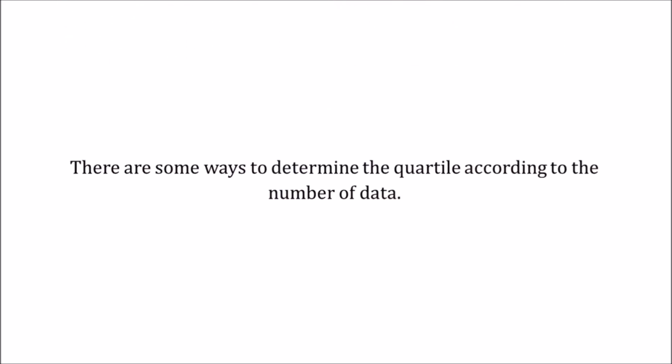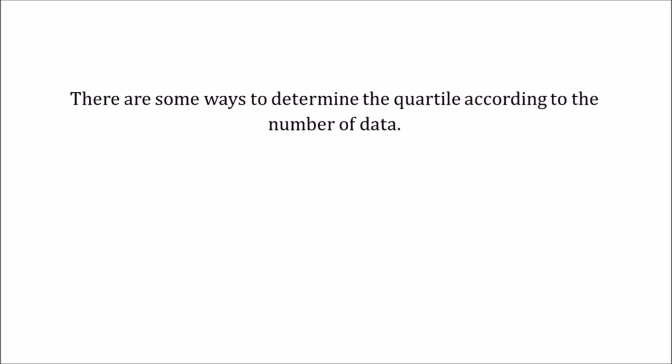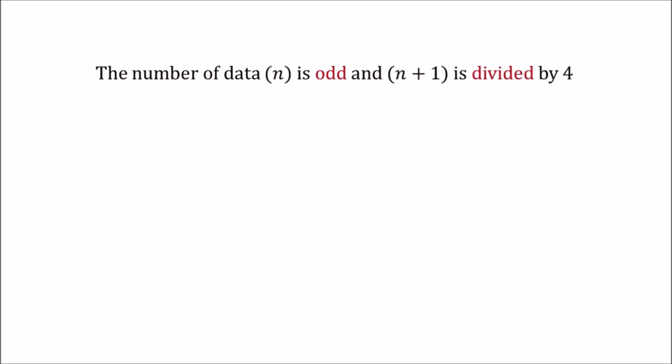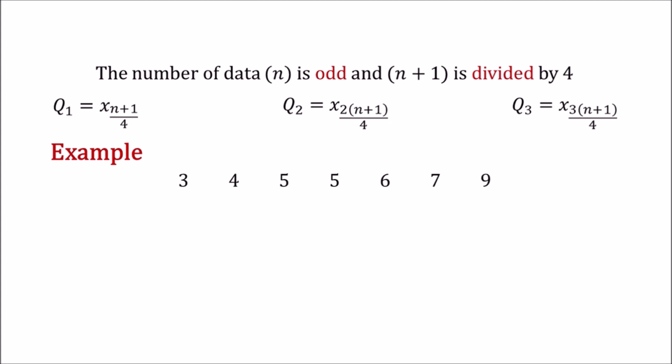There are some ways to determine the quartile according to the number of data. First, if the number of data, n, is odd, and n plus 1 is divided by 4, the quartile is as follows. Example. Given data like this.